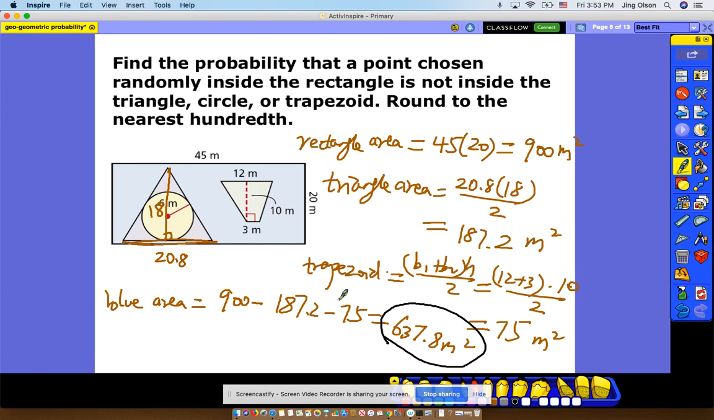So what's the probability if you throw a dart into the rectangle, it's not in the shapes, but it's in the blue section? The blue section has a total area of 637.8. Then you're gonna divide it by the total area of the rectangle, right? Your point can land anywhere in the rectangle. The rectangle is 900, which makes sure it's not inside the triangle, circle, or the trapezoid.